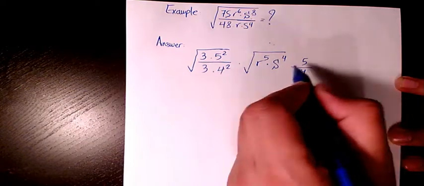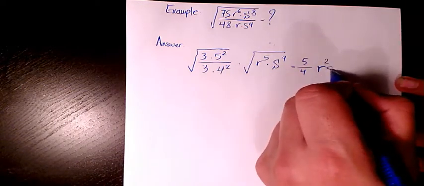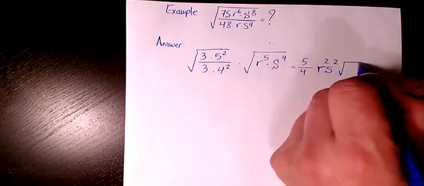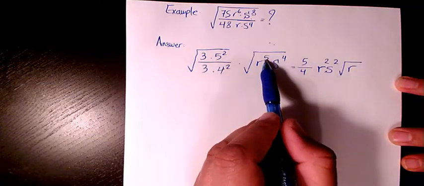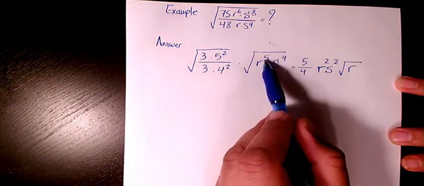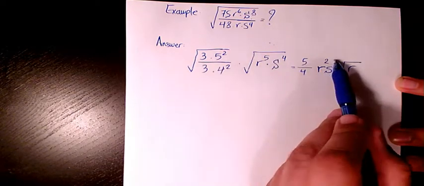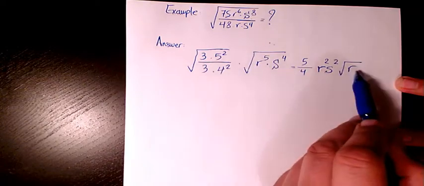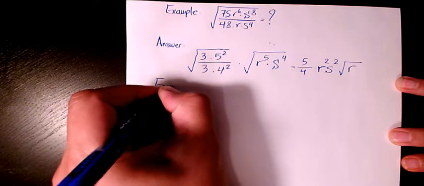Then it will be r to the power of 2, s to the power of 2 times the square root of r. Why? Because r to the power of 5 is r to the power of 4 times r. The square root of r to the power of 4 is r squared. The square root of s to the power of 4 is s squared. And we have one remaining r, which will be the square root of r. Next example.